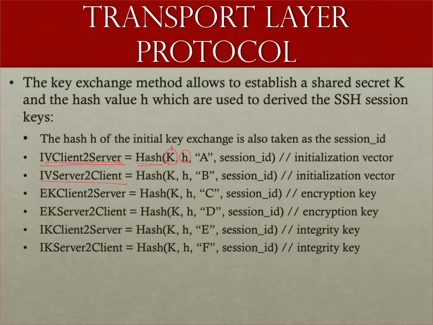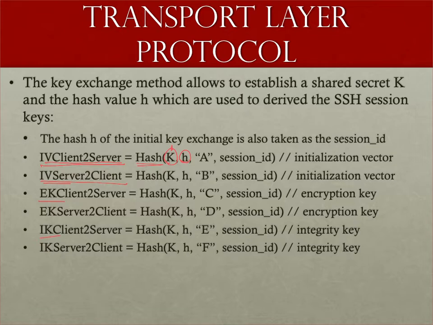Similar to TLS. In the case of TLS, we say it's a client write key and server write key. This is exactly similar, but the name is slightly different. So we have the IV, the encryption key, and the integrity key. For each one we have to have a pair of keys, right? One from client to server and one from server to client. This is exactly similar to TLS. Any questions so far?